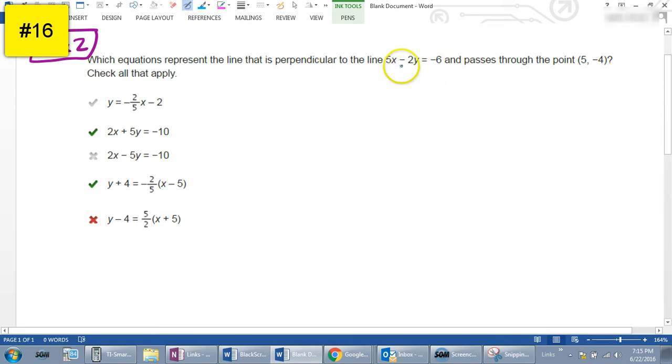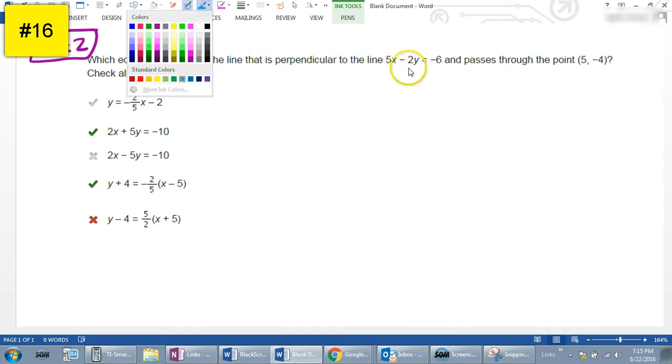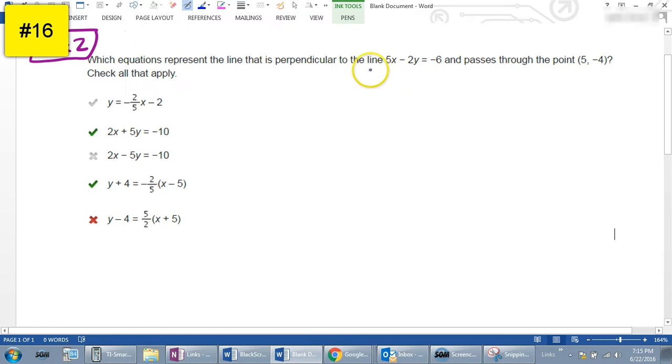So first of all, they're talking about perpendicular to this line. Well, we need to know what the slope of this line is, so we can do a perpendicular slope. So let's see, if I want to find the slope, I need to rewrite this equation.